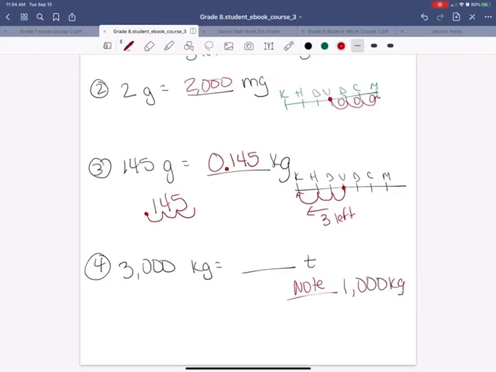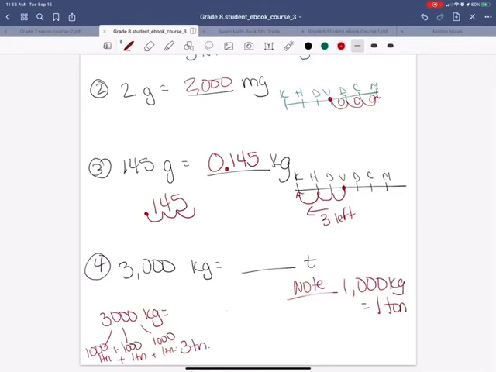1,000 kilograms equals 1 ton. So that means for every 1,000, there is 1 ton. So if we have 3,000 kilograms, that means we have 1,000 plus 1,000 plus 1,000. So here's 1 ton, 1 ton, and 1 ton. When we add those nice tons up, we get 3 tons.